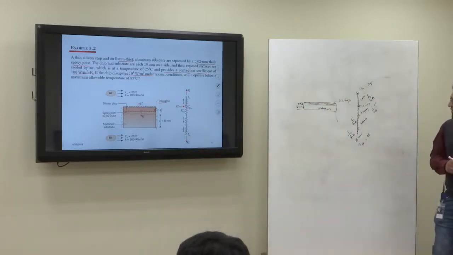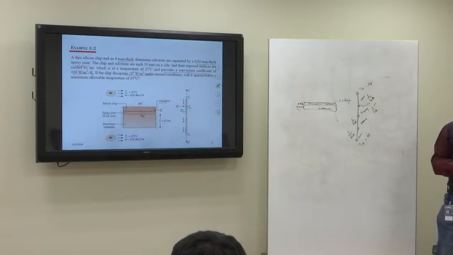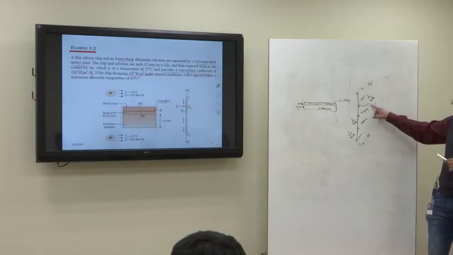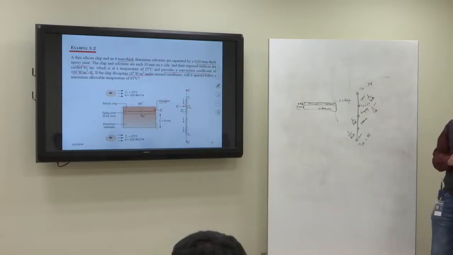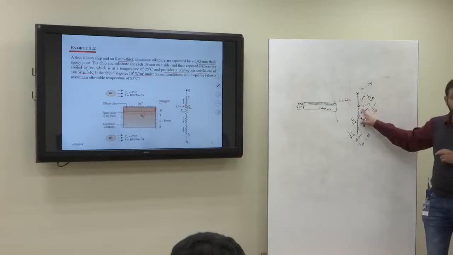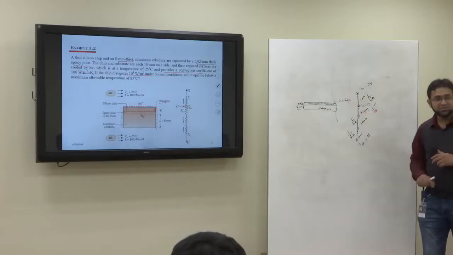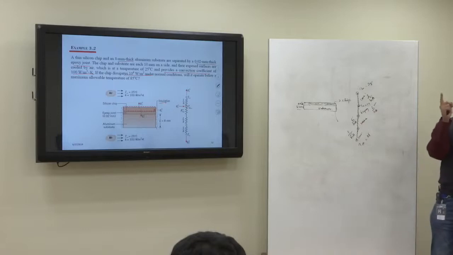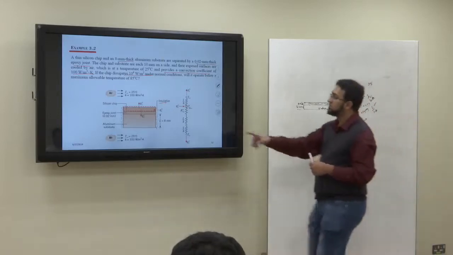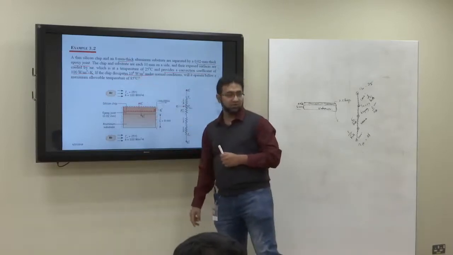So we need to find this temperature. If this temperature is below 85 degrees, we will say yes, it's working under allowable temperature. If it is above 85, say no, it's not working under allowable temperature. But this is what we need to find. Now let's see one thing. This chip is dissipating energy, and this energy dissipation can go up and down. But the total amount of dissipation is this, right?